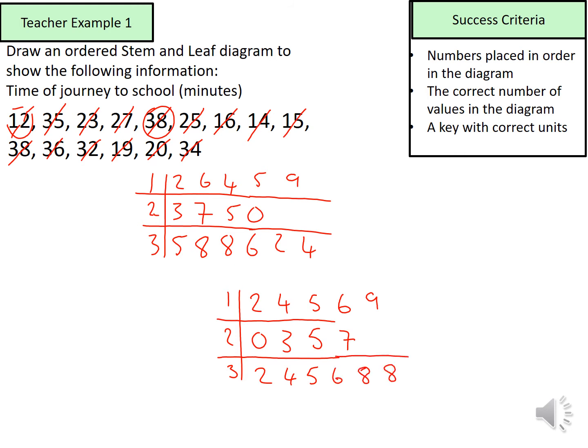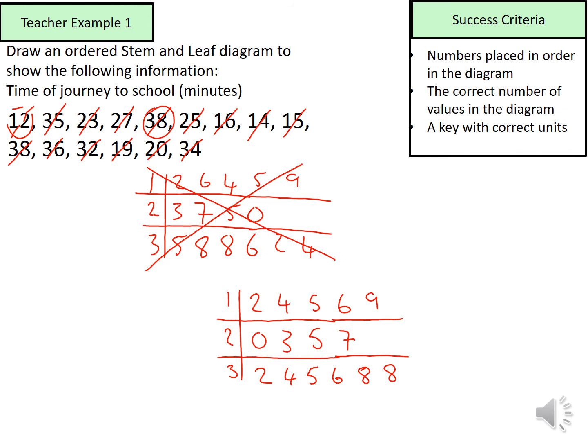I extend my table to make sure all the numbers have fitted in. Alright, I have now got my ordered stem and leaf diagram. I don't need my rough one anymore, so I cross that out, just so my proper answer doesn't get mixed up with my rough answer.